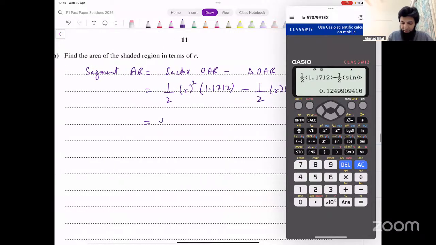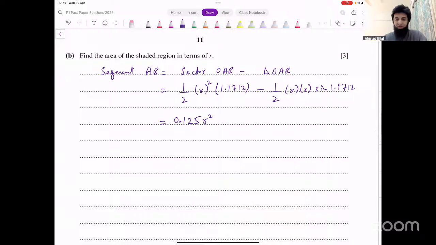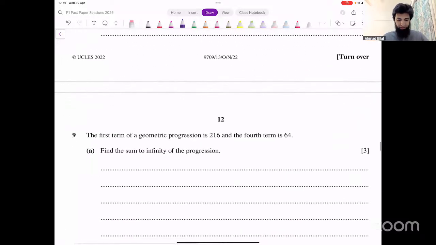You can say that's 0.125 to 3 significant figures times R squared. That's the area of that segment that we were looking for. Make sense? Is that all right? Okay, good. Let's move on now to the next part. In fact, that's it. So question 8 is done.